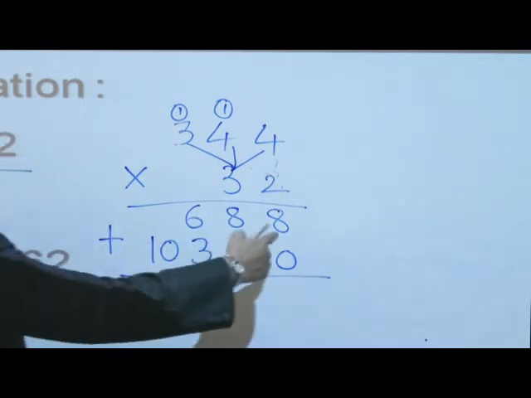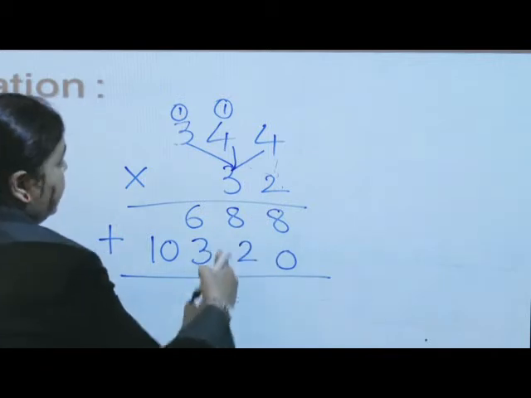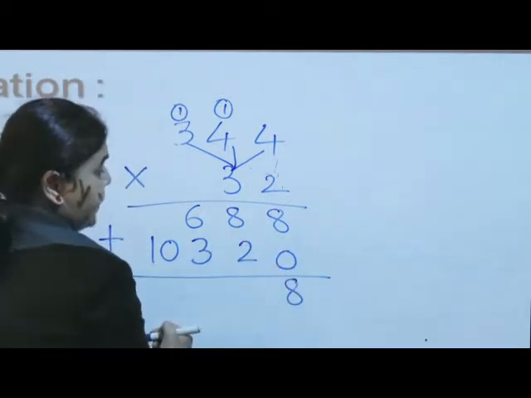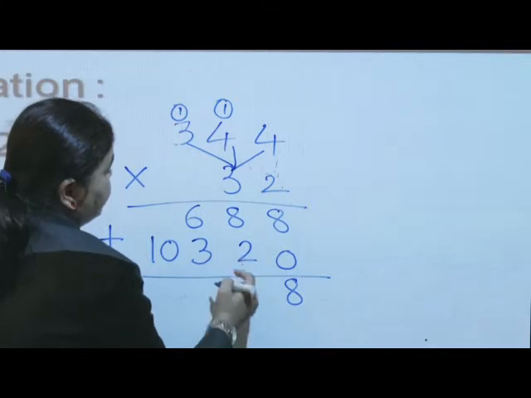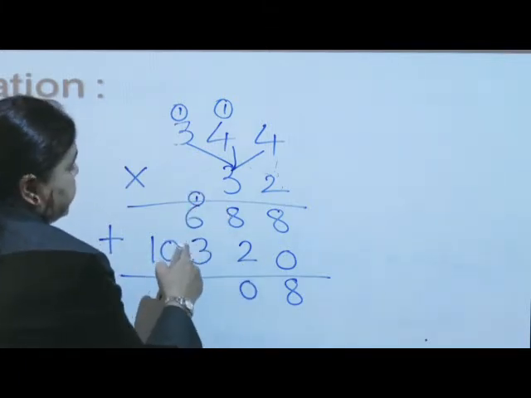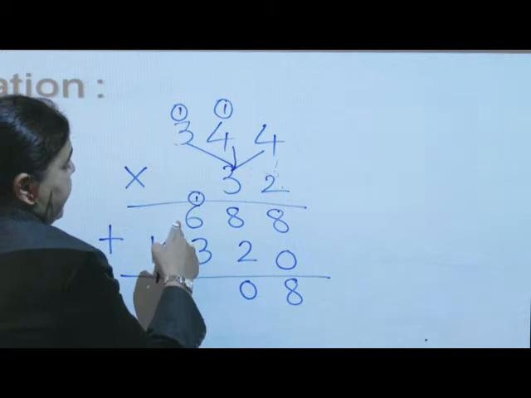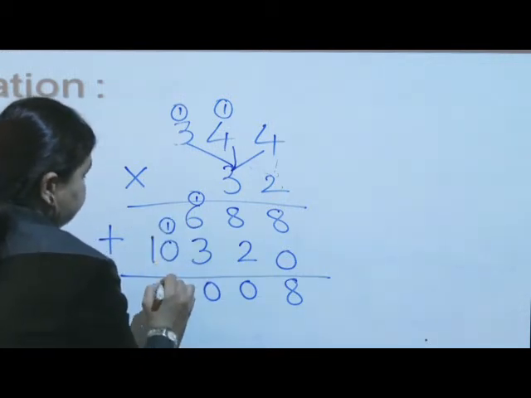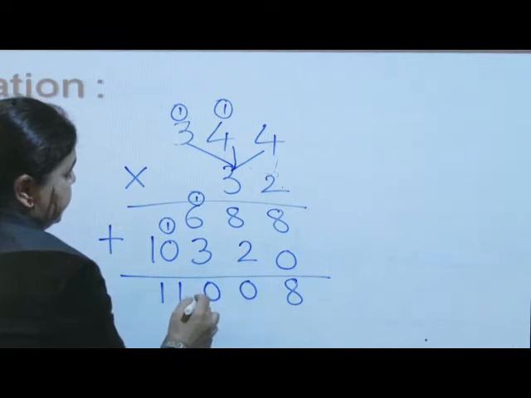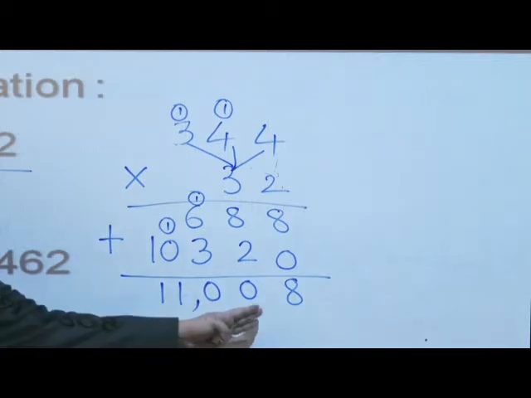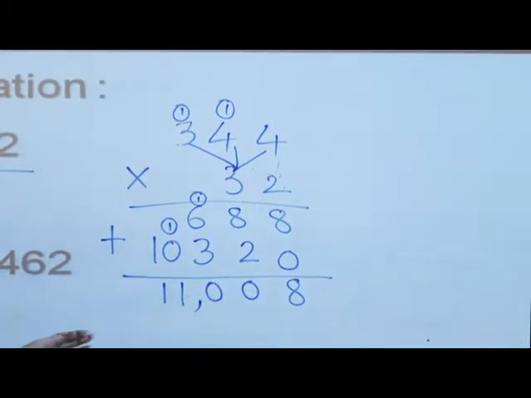Now we will do the addition, which should be in a line form, and 8 plus 0 is always the number itself. 8 plus 2 is 10, 1 carry. 3 plus 6 is 9 plus 1 is 10, 1 carry, 1, and this is 1. After 3 digits, insert the comma. So you can read the number we got: 11,008. Understood, my dear student?